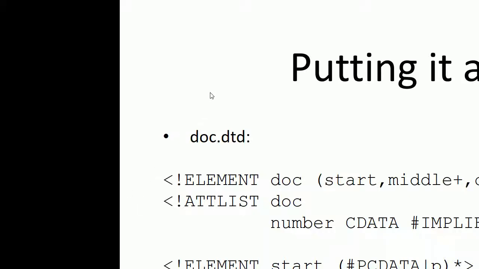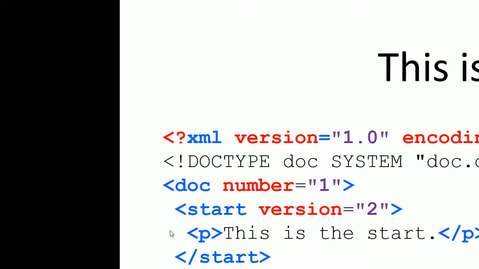The middle element, again, has either text or a paragraph. It has no attributes. Conclude has exactly one paragraph, so that means it can't have raw text. And the paragraph, or the P tag, has parsable character data or text, which means it cannot have any elements. Okay, so this is valid. It has all of those things that I just said.